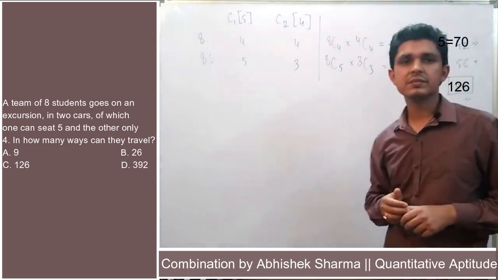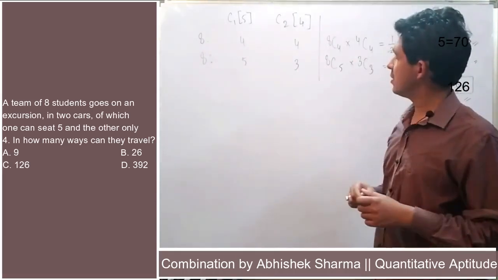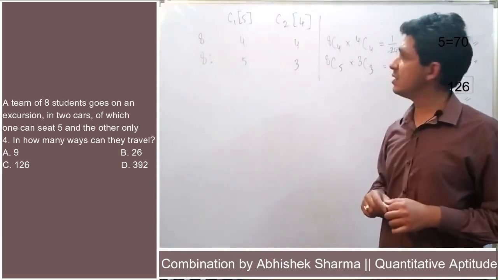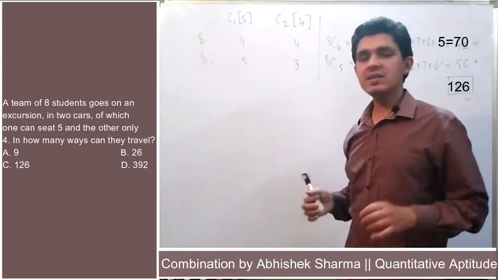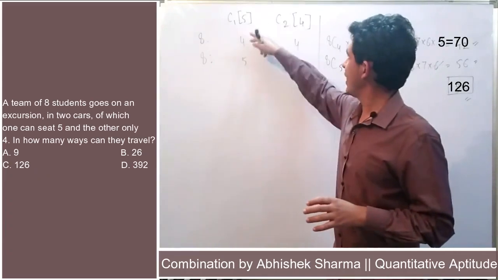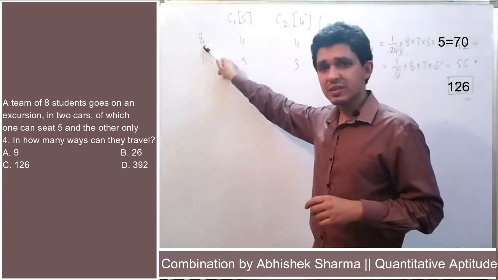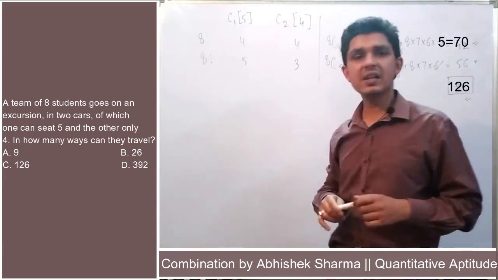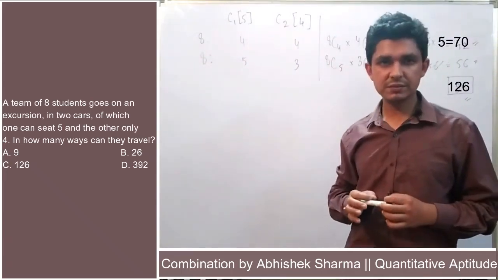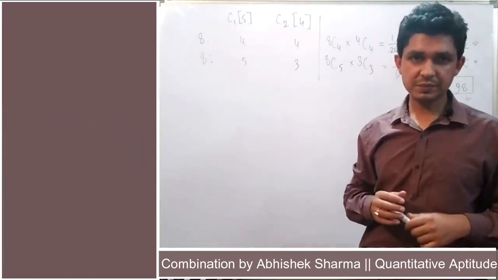Right? I guess the question will be clear. The most important part in this question to understand is that this 5 and 4 is the capacity of the car. We are not selecting from 5 and 4. We are selecting from 8 persons, and here also we are selecting from 8 persons. Right? Okay, coming to the next question.